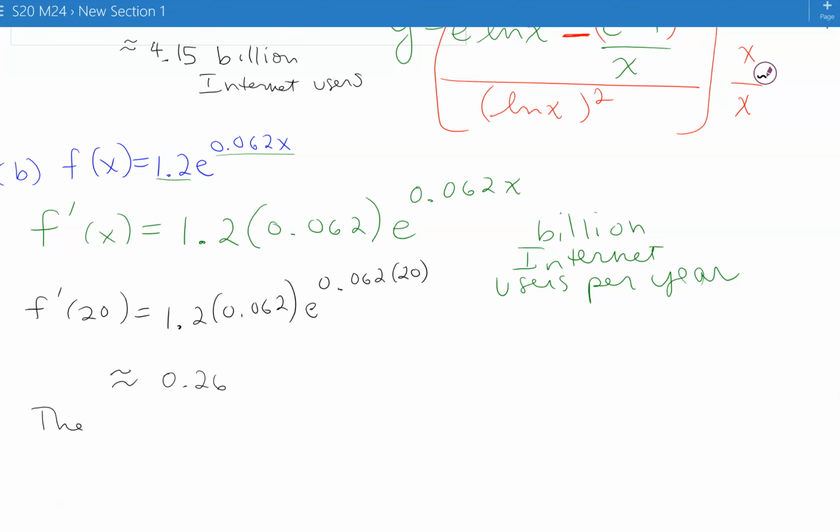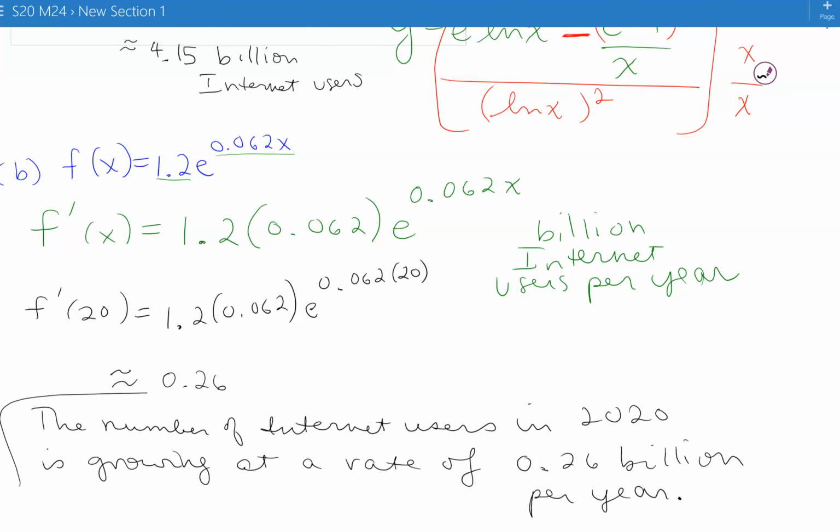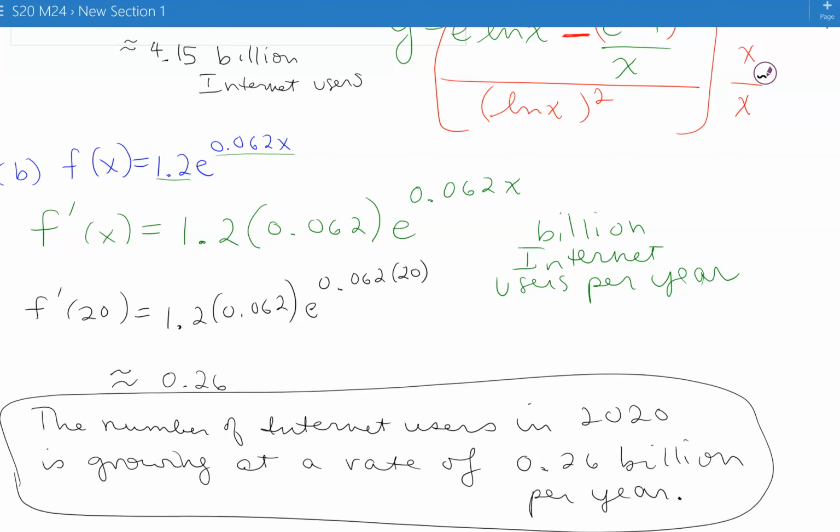So the number of internet users in 2020 is growing at a rate of 0.26 billion per year. So that's your interpretation. Okay, and that's all we have for section 11.8.